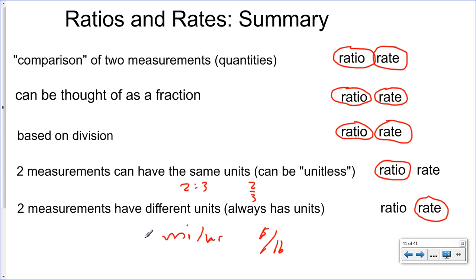The numerical part of the rate is always telling you, for every whatever the denominator is, the number of something. Like 25 miles per hour: for every hour traveled, 25 miles were covered. $3 per pound: for every pound purchased, you pay $3. Hopefully that is a helpful little summary there.